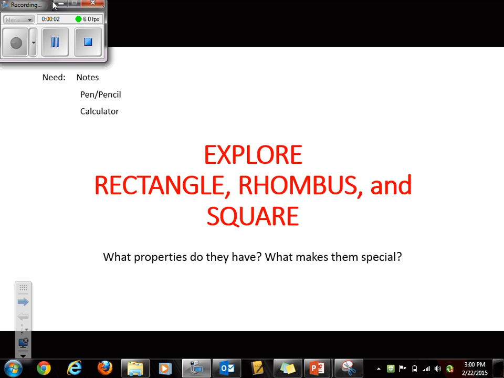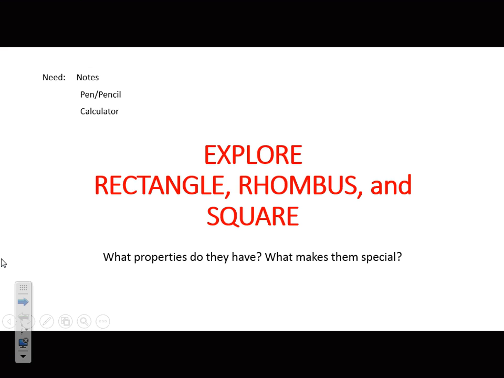Welcome, ladies and gentlemen. Today we're going to explore the wonderful world of rectangles and rhombuses and squares. Oh my! So, here we go. You will need your notes and the shapes, the square, the rectangle, and the rhombus that I gave you in class, a pen and a pencil, and perhaps a calculator. All right, let's get started.